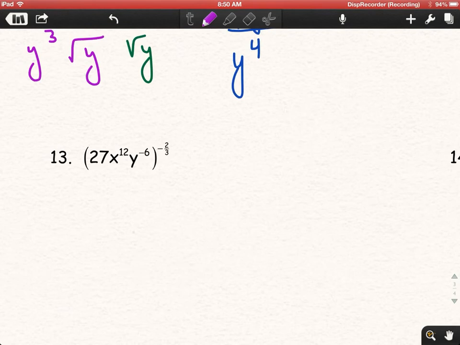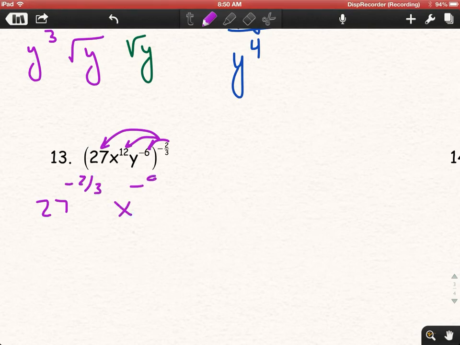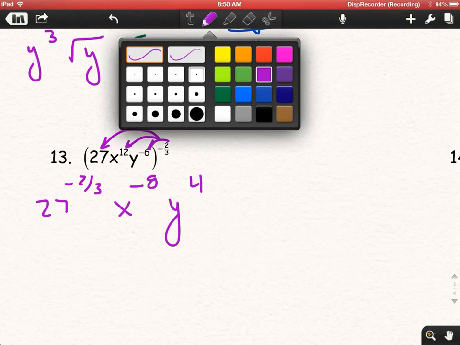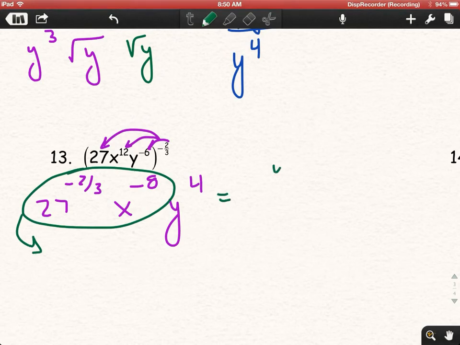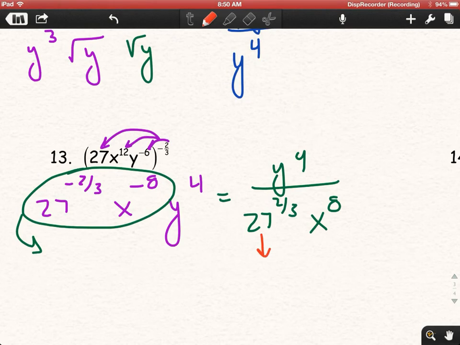Number 13 required a distribution of the exponent. Because we're multiplying, I can distribute the exponent: 27 to the negative 2/3, x to the negative 8, and y to the positive 4. Take care of our negative exponents here. These can both come to the bottom. So y to the 4th on top, 27 to the 2/3 on the bottom, x to the positive 8. And the only thing left to do is to simplify this.